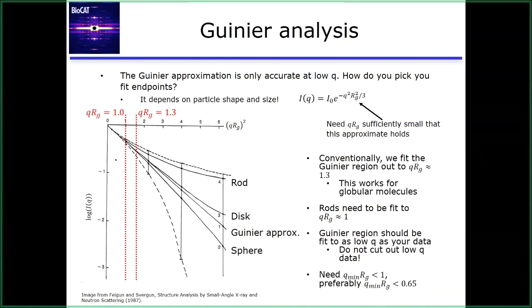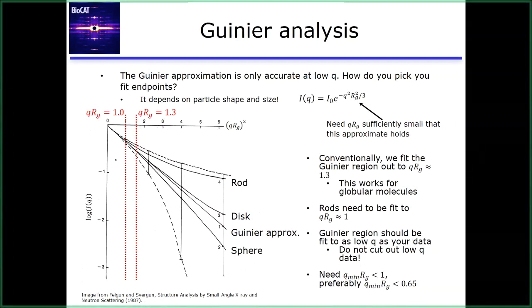But if you look at the scattering profile for the rod, you can see that's deviating a lot early. So for something that's a lot more extended and rod-like in solution, you actually have to do your fit to a much lower QRG. A QRG of 1 should be your maximum for the fit. So you do have to kind of think about the shape a little bit.